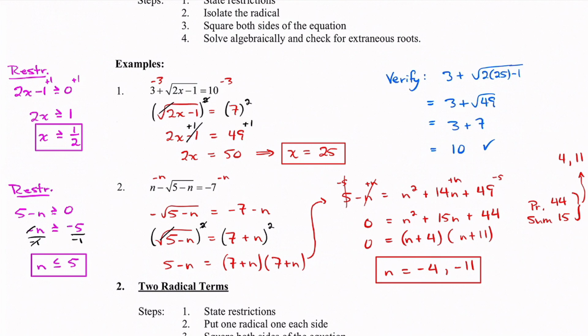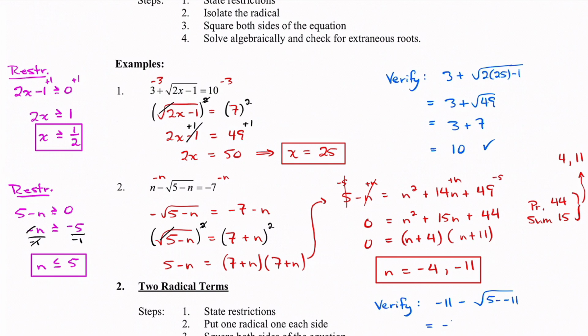The last step here now would be to verify. So we want to take both of these answers and plug them back in and see if we actually get out what we should. So I'm going to check this negative 11 here, just right here. So I had n, I'm looking at this right here, so n minus, and n is now negative 11, so negative 11 minus the square root of 5 minus negative 11, and this should equal negative 7 when I'm done.